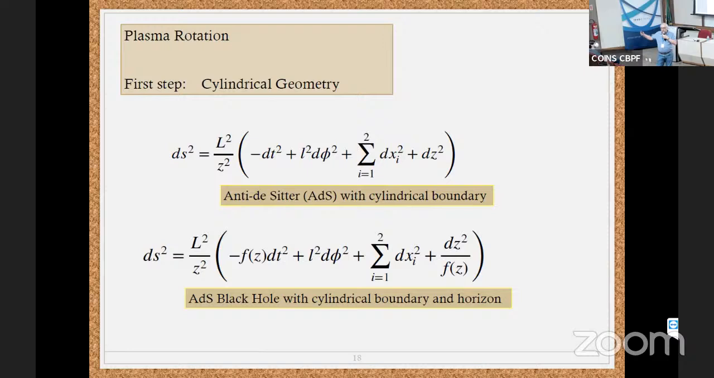When you have a non-central heavy ion collision, you produce a strong magnetic field, but the magnetic field is certainly not uniform. And in other works that I know, the magnetic field is taken as uniform. And this is a very nice first step to understand how the magnetic field affects the plasma.